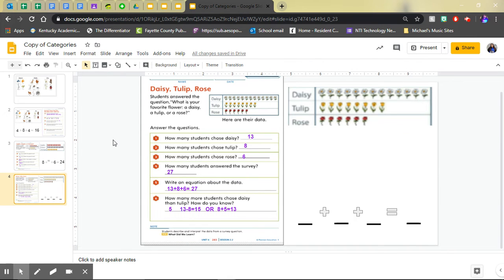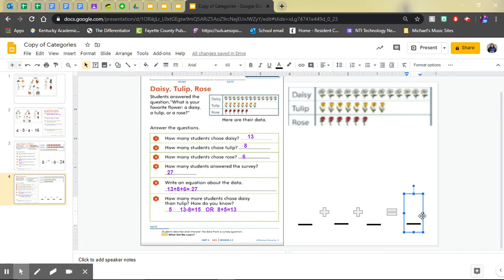Daisy, tulip, rose. Students answered the question, what is your favorite flower? A daisy, a tulip, or a rose? How many students chose daisy? Again, you could just count the students in the daisy to get the total. 13 students chose daisy. How many students chose tulip? So you could count, or you can see where they're the same and see that 8 students chose tulips. How many students chose rose? 6 students chose rose as their flower.